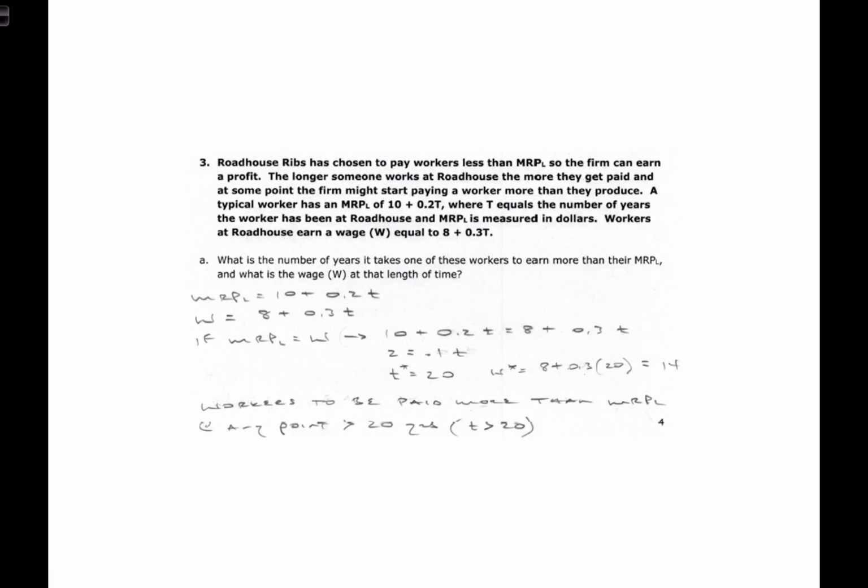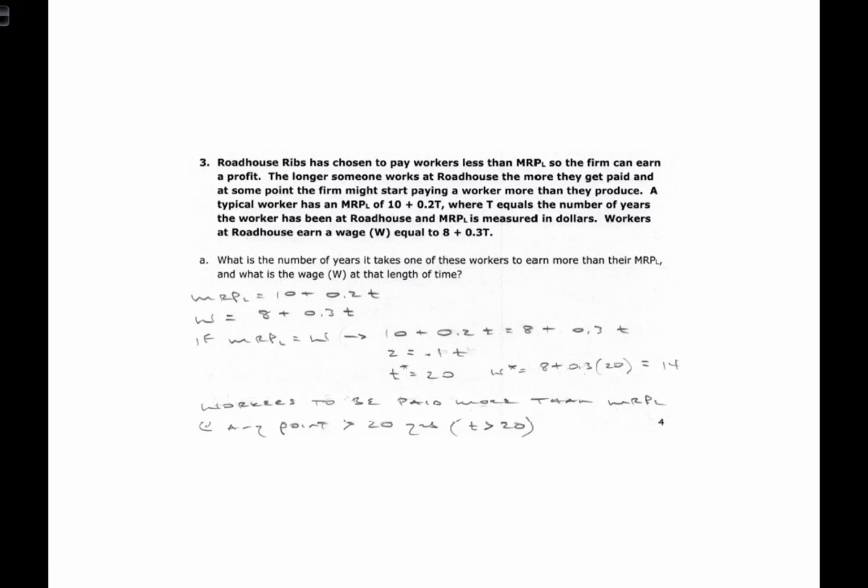Number 3 is another Roadhouse ribs equation. In this case, we've said that Roadhouse ribs is chosen to pay workers less than marginal revenue product of labor so the firm can earn a profit. Not uncommon perhaps. The longer someone works at Roadhouse, the more they get paid. Also not uncommon. And at some point, the firm might start paying a worker more than they produce.